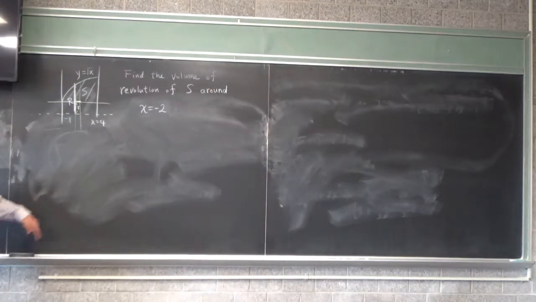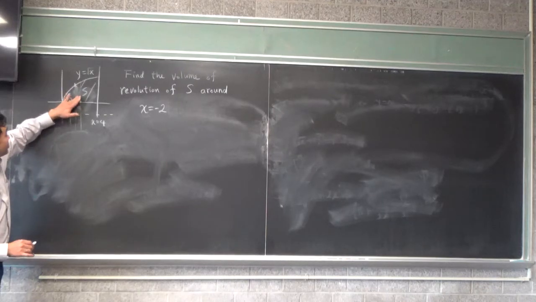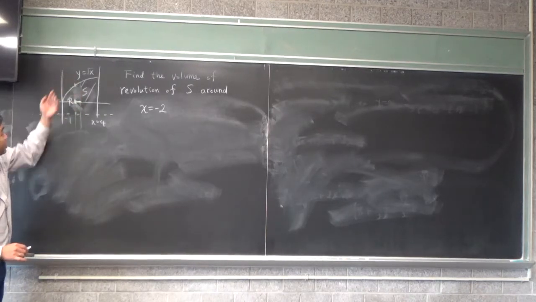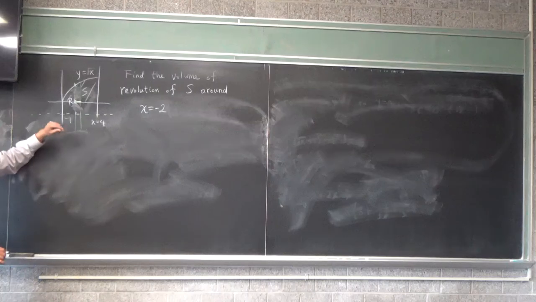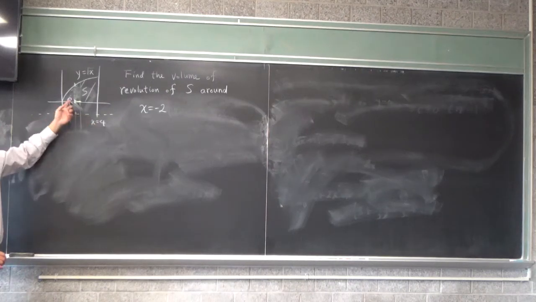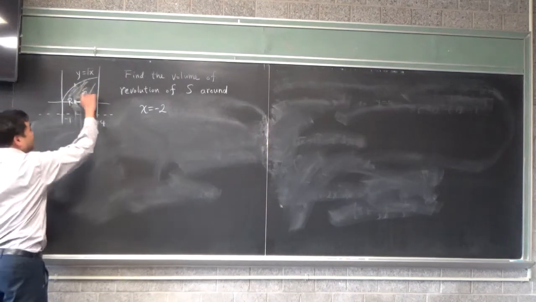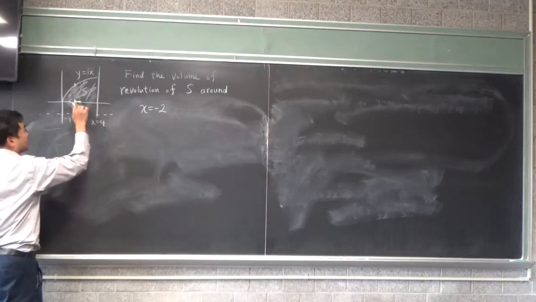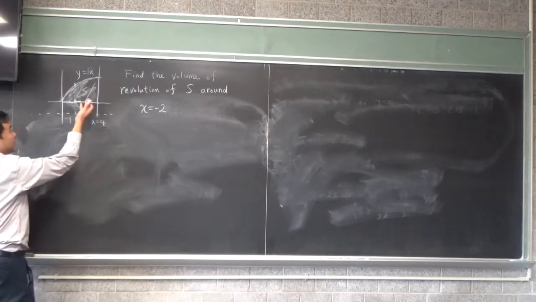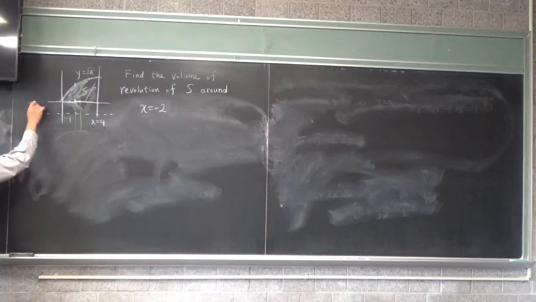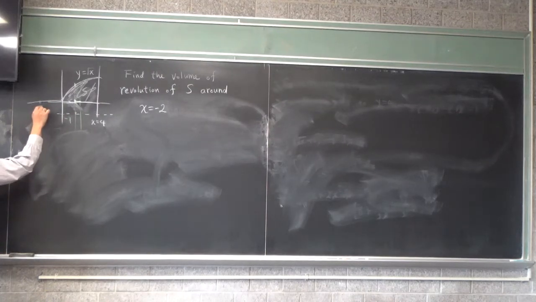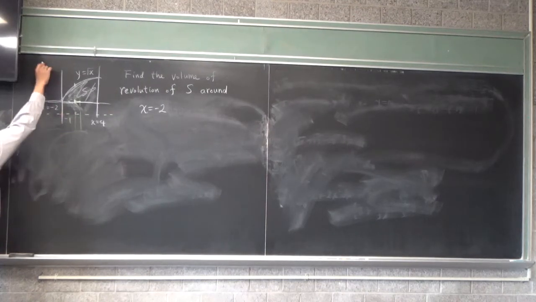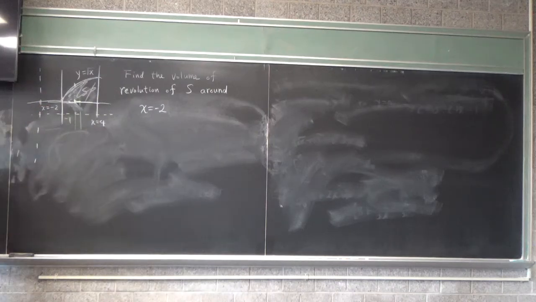So you have this region S enclosed by y equals square root of x and x equals 4 in the first quadrant. And let's say we want to rotate this around x equals negative 2, this line here.